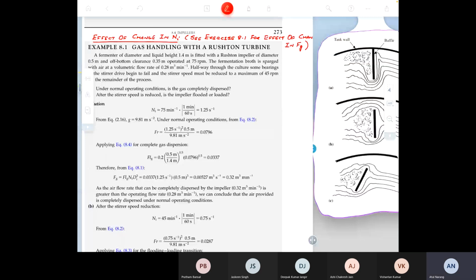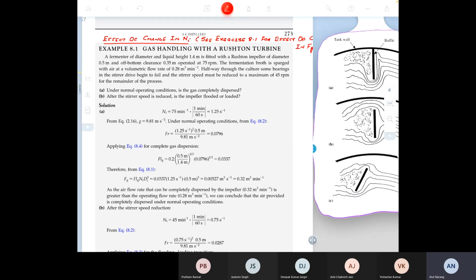So even if you were operating in the complete gas dispersion regime originally, this problem in the bearings leading to lower impeller speed may cause you to move into the undesirable regimes of either the impeller loading or the loading or flooding regimes.